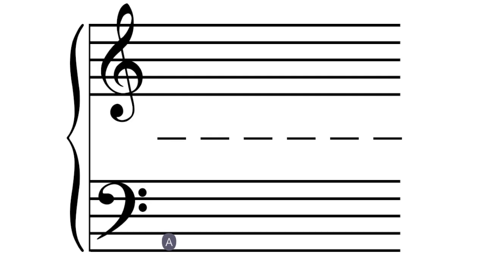A. A third up from A is C, and a third up from C is E. Very good. So this is our A minor triad in the bass clef. Remember, we can also call this our snowman chord because it kind of looks like a snowman.